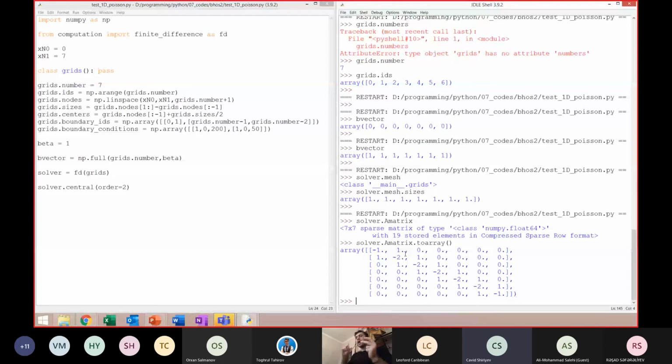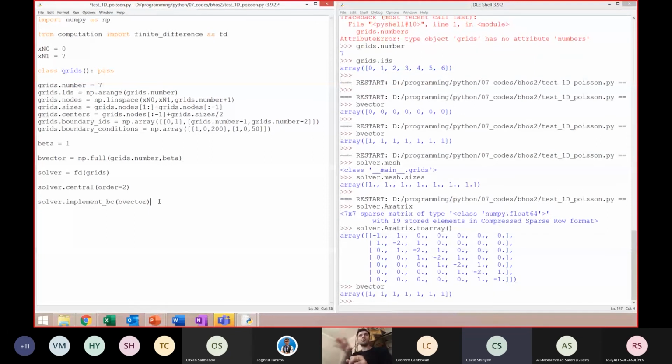The next step is to implement the boundary conditions. If I implement the boundary conditions, I should send the b vector because there will be some modifications to the b vector as well. Let me show the b vector as well. The b vector is not sent to the solver yet, so it's separate. The b vector is 1 1 1 1, and my A matrix is shown here. After implementing the boundary condition, you will see what kind of modification has been done to the A matrix and b vector.